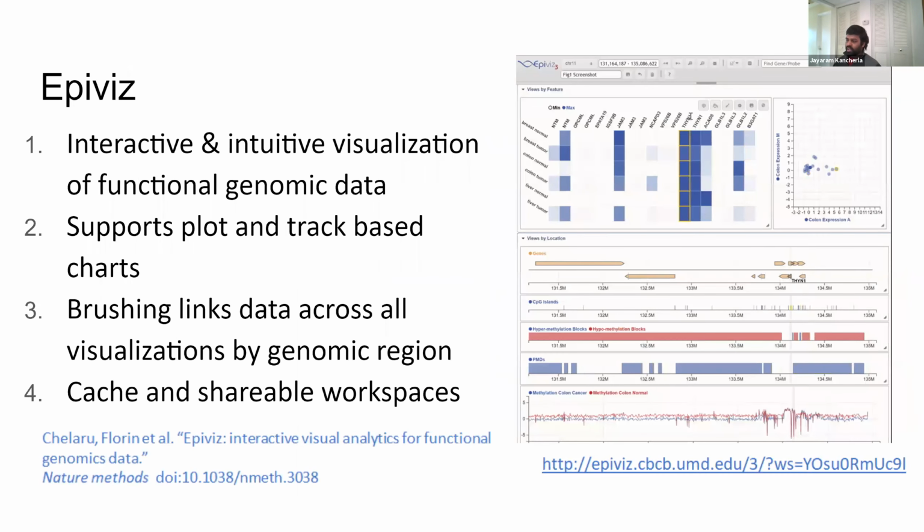So Epiviz is also a genome browser that we've been working on at the University of Maryland. It is built in a modular way so that it is easy to integrate with applications, or you can also embed them on web pages. One of the unique features is that in addition to supporting track-based visualizations, it also supports plot-based visualizations. So if you have matrix-like datasets, for example, expression data, you can use heat maps or scatter plots, which is much more intuitive to look at than looking at expression as tracks. Other features include brushing, where you highlight a region in one of the tracks, and that immediately highlights that region across all the other tracks.